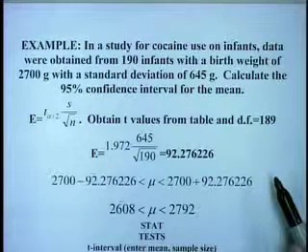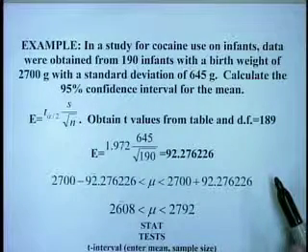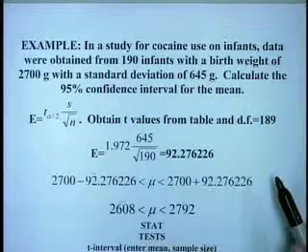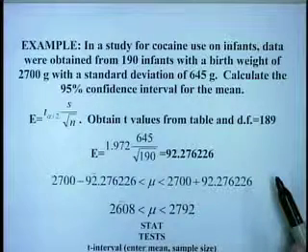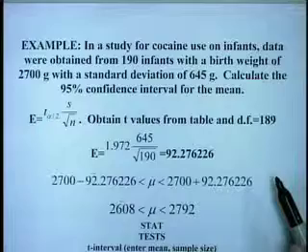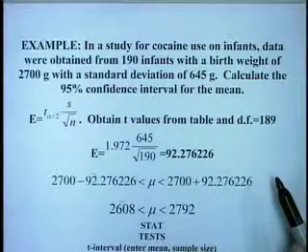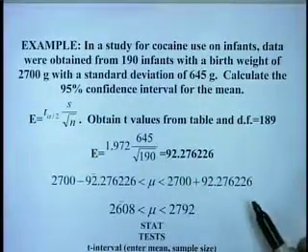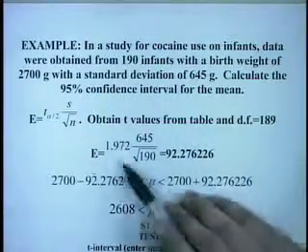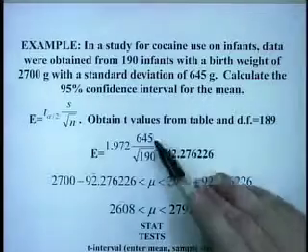In a study for cocaine use on infants, data were obtained from 190 infants with a birth weight of 2,700 grams with a standard deviation of 645 grams. Calculate the 95% confidence interval for the mean. So we're talking about baby weights. If you look at the formula, I obtained the t value from the table, and that's 1.972.